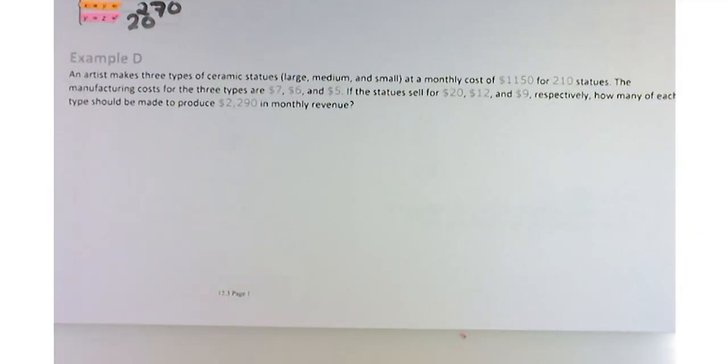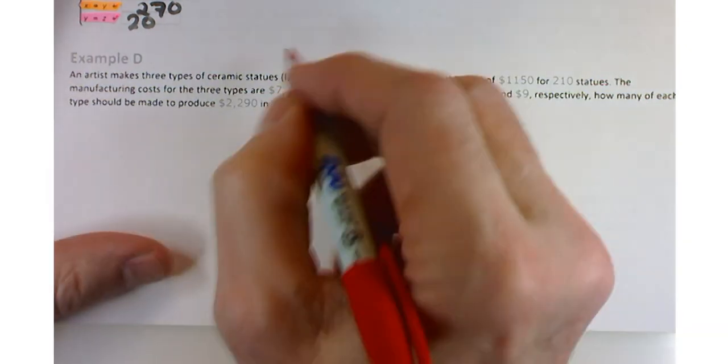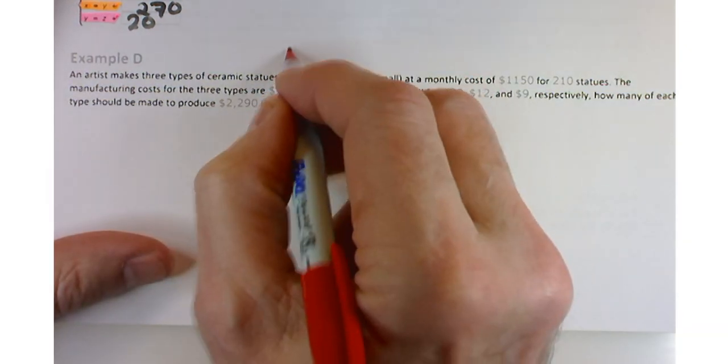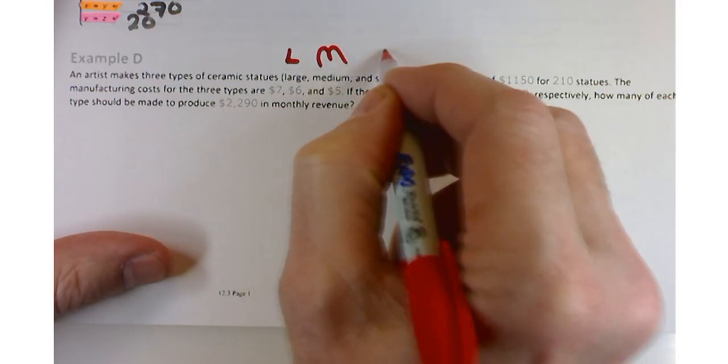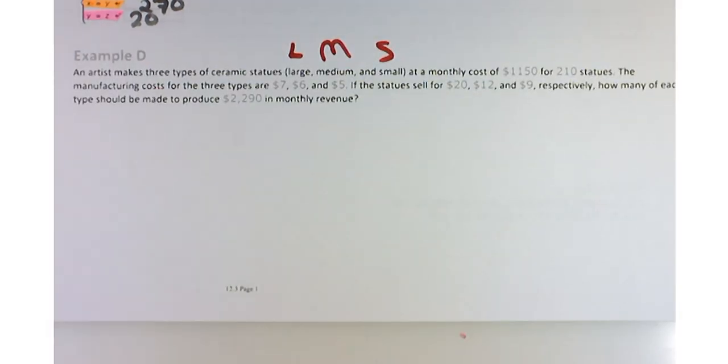All right, an artist makes 3 types of ceramic statues, large, medium, and small. So right away, let's give ourselves some variables. Let's do L, M, and S. You could use A, B, and C, X, Y, and Z, whatever. But my preference is to use variables that reflect the problem. I think it helps me write down the system of equations.